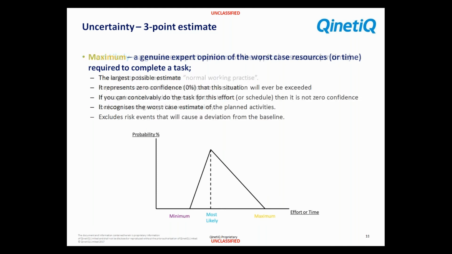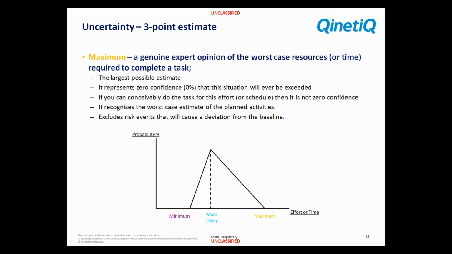Now then, if we look at the maximum, the maximum is genuine expert opinion as to the worst case in terms of resources or time that we're going to consume. It's the largest possible estimate. And the trick here is realizing that it hits that zero confidence, that zero probability. So if we can conceive of a scenario where there might be more effort or more schedule or more time required, then it's not zero probability and the maximum needs to be moved to the right.